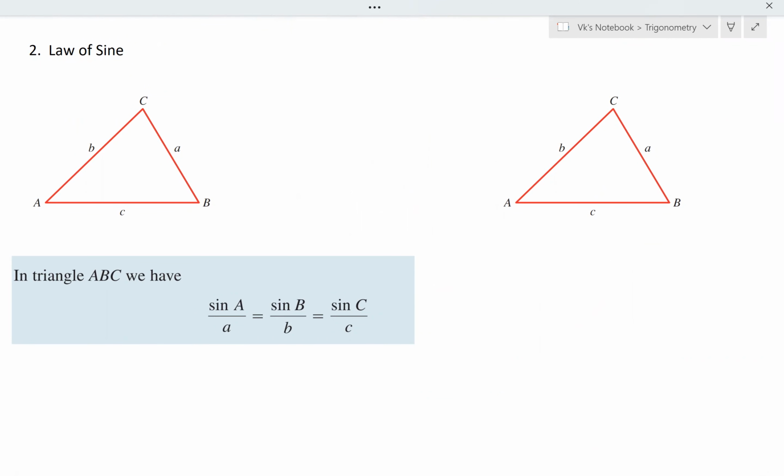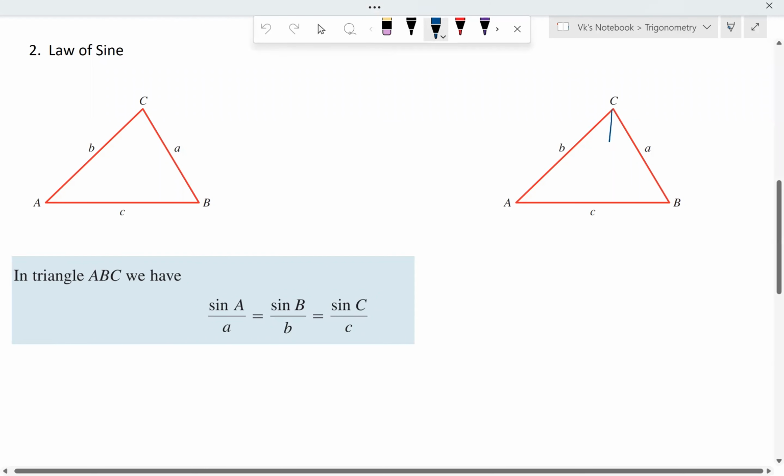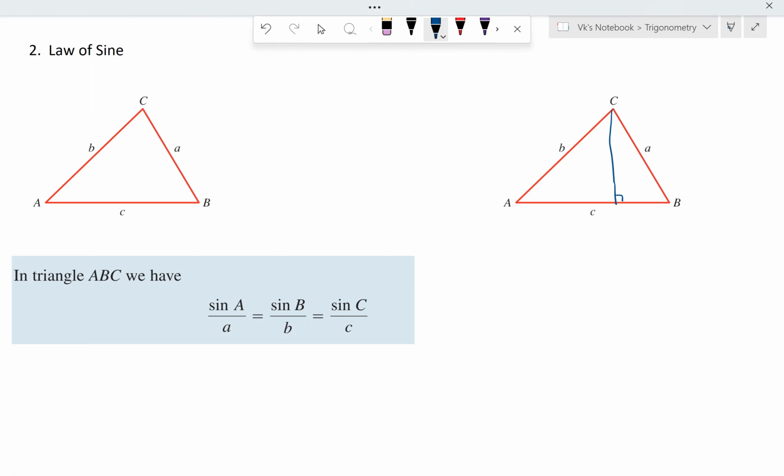Given a triangle ABC, we have sine of the angle A over A equals sine of the angle B over B equals sine of the angle C over C. Let's prove it. Draw the height of the triangle. So when we sketch out a height, we have two right triangles.